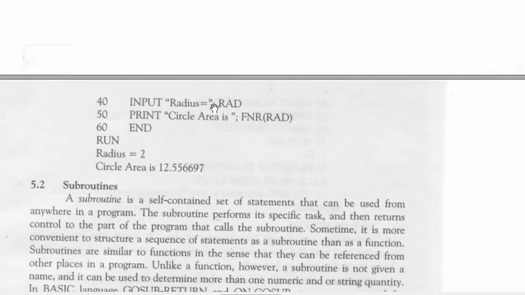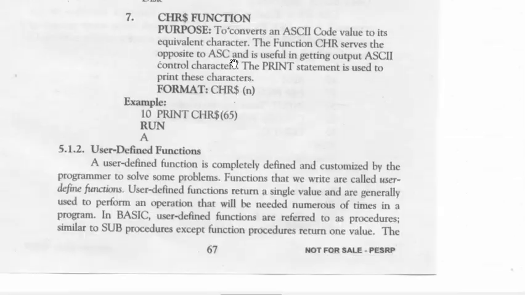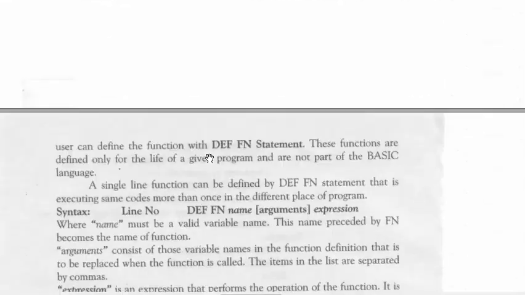Next example: 10 CLS, clear screen. 20 PI is equal to 3.1415. 30 DEF FN R of X is equal to PI multiplied by X power 2. INPUT radius is equal to RAD. PRINT circle area is FN R of RAD. The RAD value will be replaced by X. Radius to the area is 12.55667. So this is how we can define a user-defined function and use it.